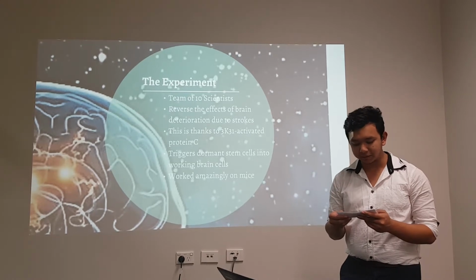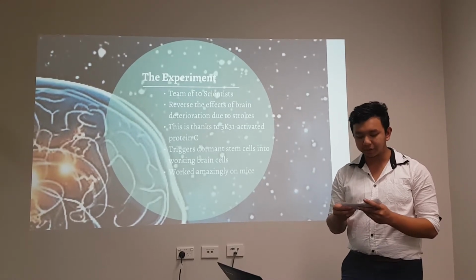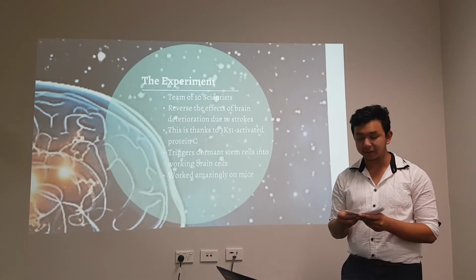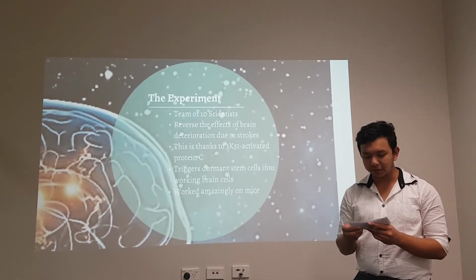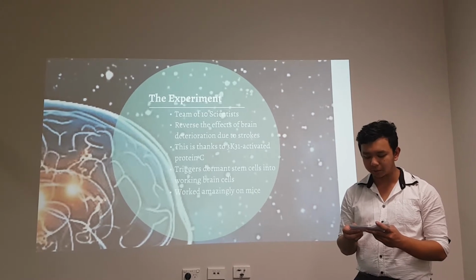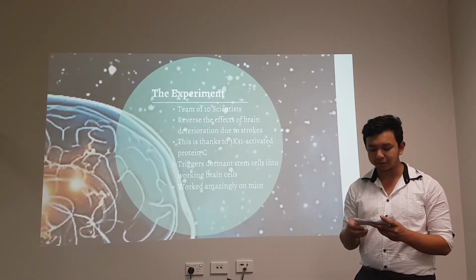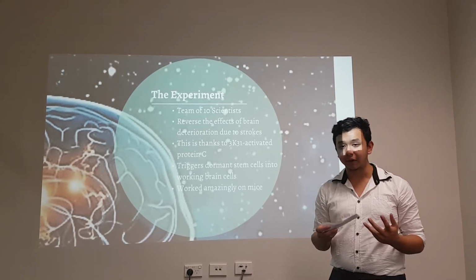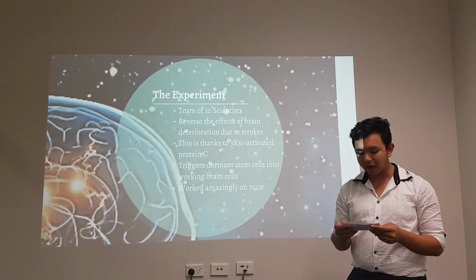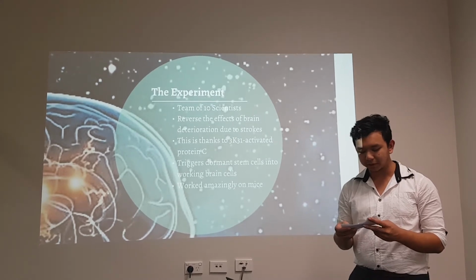They've done this by using a variant of the activated protein 3K3A-APC, activated protein C, to be exact. What this protein has been shown to do is trigger the transformation of human neuronal stem cells into functional neurons, essentially turning the dormant stem cells into fully functioning brain cells, which are able to replace the damaged ones caused by the stroke.